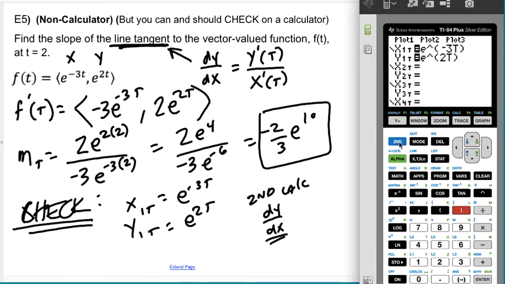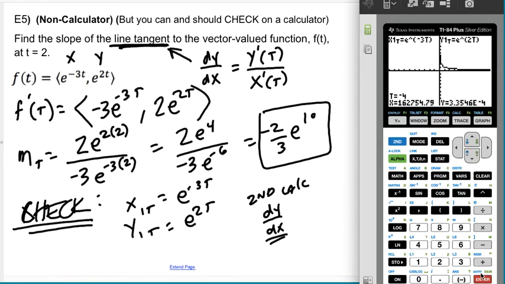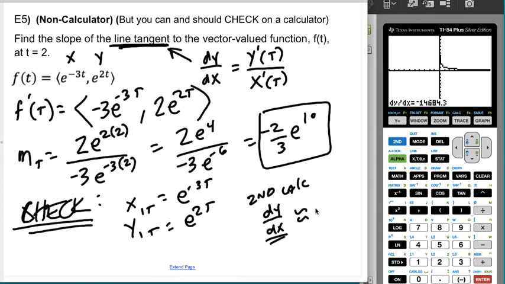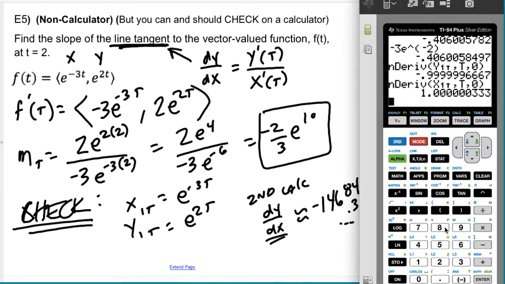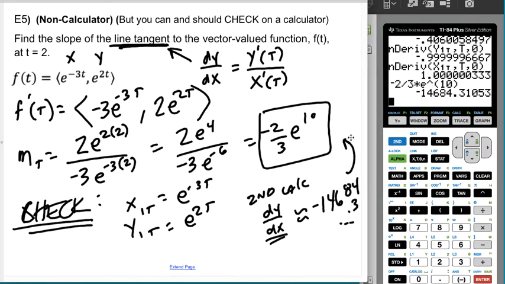Cool. And then we'll quit out of there for a sec. And if I go to second trace, I can pick dy/dx. And then I want at the moment when t is 2. So I get that this value is approximately a negative 14684.3, blah, blah, blah, right? But that's close enough, because what I'm going to do is quit out, and I'm going to type in negative 2 divided by 3 times an e to the 10th and see what happens. And there you have it, right? So that is that. Check, we're good.